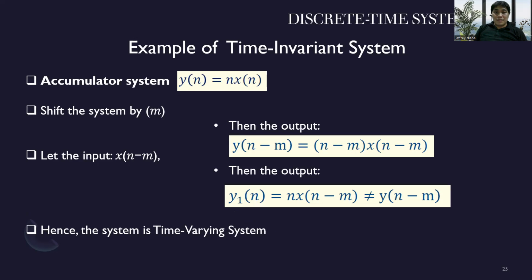For another example, for the formula y[n] = n x[n], for the shift of the system by m, the output y[n - m] = (n - m) x[n - m]. Then let the input x[n - m], then the output y1[n] = n x[n - m], not equal to y[n - m]. So the system is called time varying system.